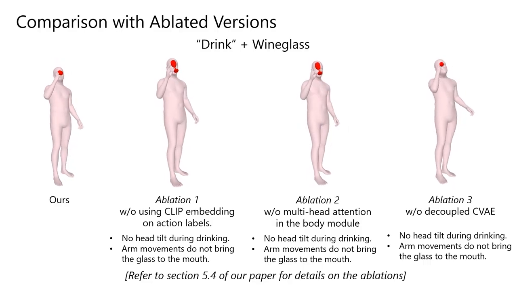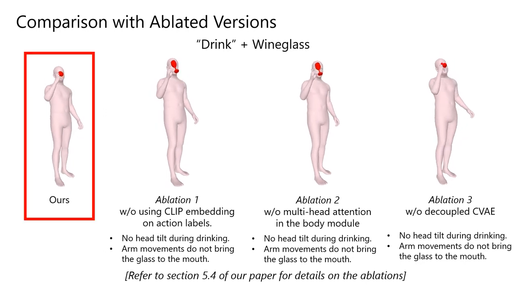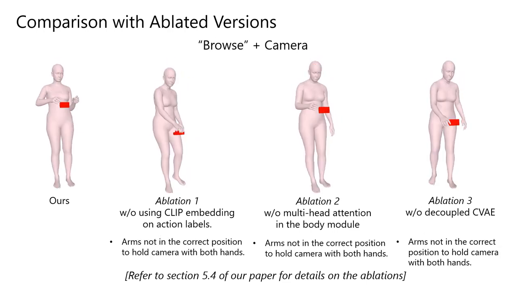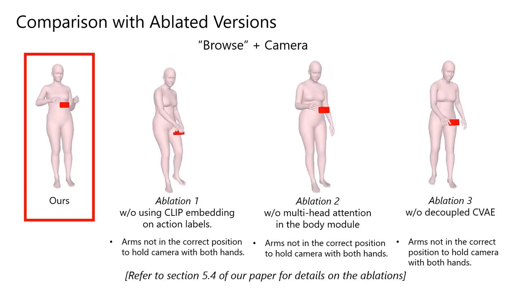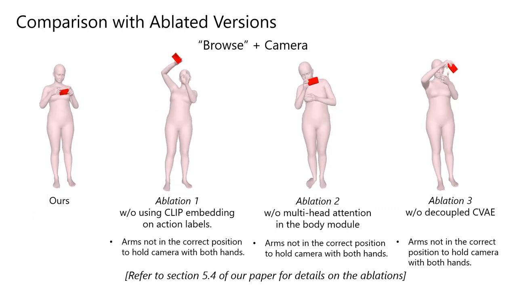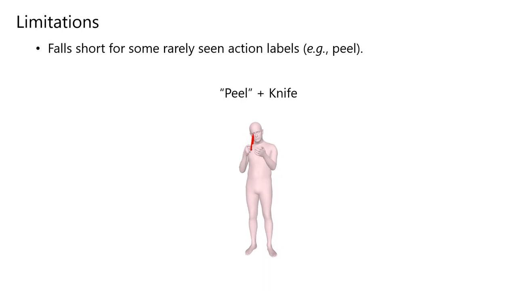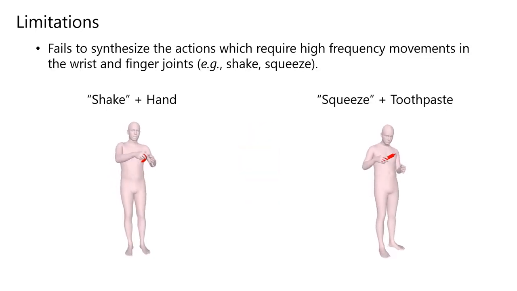Here, we compare our method with its ablated versions. We consider 3 ablations, which are discussed in detail in section 4.4 of our paper. We see that our method correctly synthesizes the motion of bringing the glass to the mouth and tilting back the head to drink, whereas the ablations fail to do so. Our method synthesizes the arm positions accurately, which is essential for both-handed motions like holding the camera. Again, we see that the ablated versions are failing to do so. However, our method has certain failure cases when trying to synthesize motions for some actions it has seen rarely during training, or actions that require high-frequency movements in the wrist and finger joints.